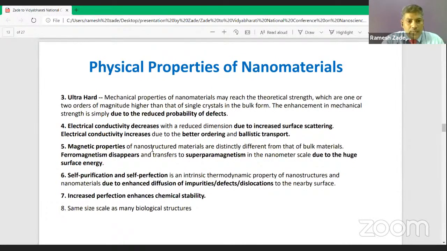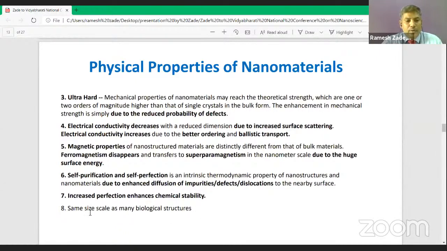Then magnetic property: as I told you, nowadays preparing supermagnets has become very easy. You can carry out supermagnetism even at ambient conditions of temperature and pressure. It is all because of the increased surface energy. And self-purification and self-perfection are in harmony with what I said earlier, that there are almost zero impurities. There is no defect, no dislocation, no point defect, no plane defect. Because of that, the material becomes very hard with very high mechanical strength, and that also leads to chemical stability.